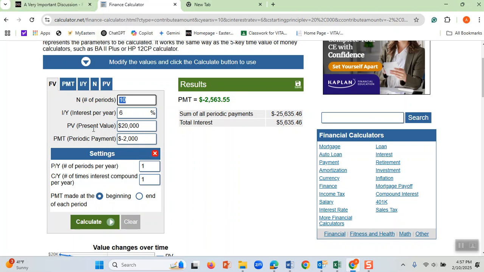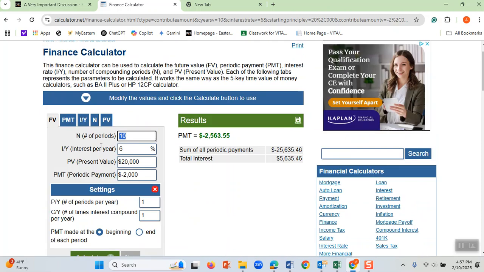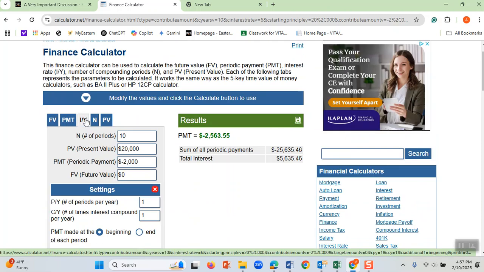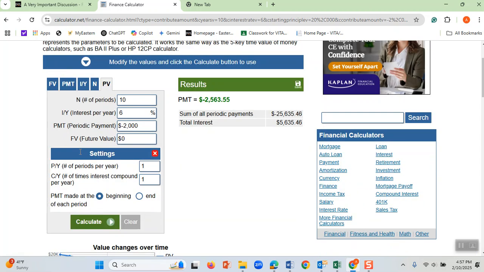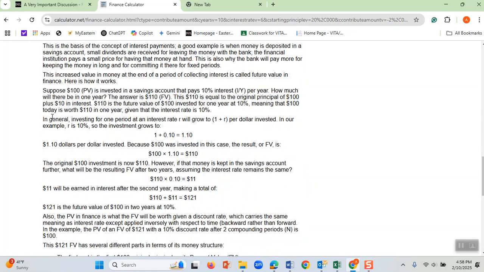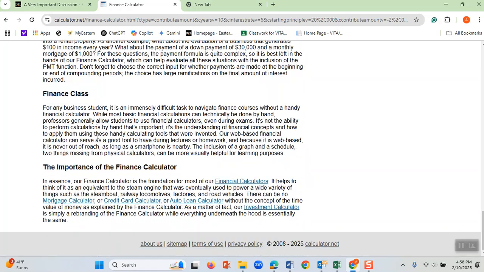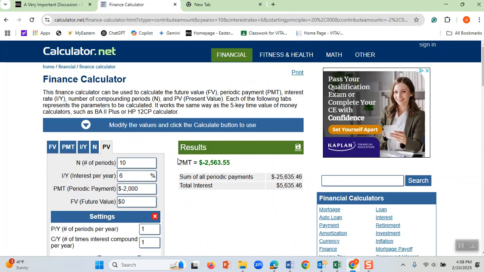This is a very important table, a very important calculator, because we are going to use it to solve many problems. I want you to understand what payment is, what the interest rate is, what the number of periods is, and what present value is. Play with it and try to learn. And these are some explanations also. Go through these. These are excellent explanations, and you will learn a lot during this semester. We use these calculators regularly. Let me know if you have any questions.